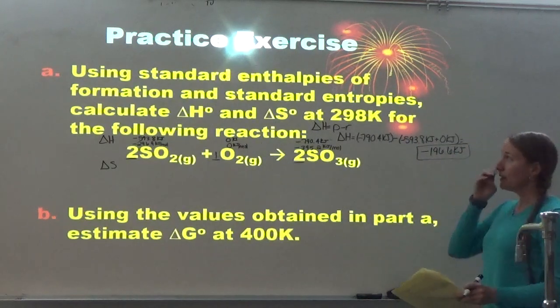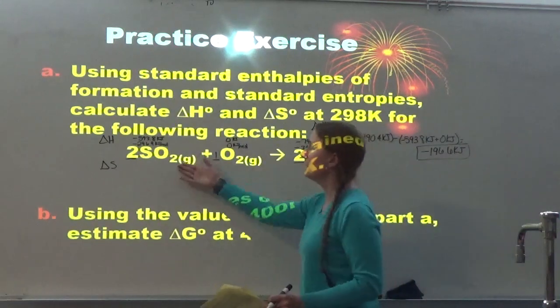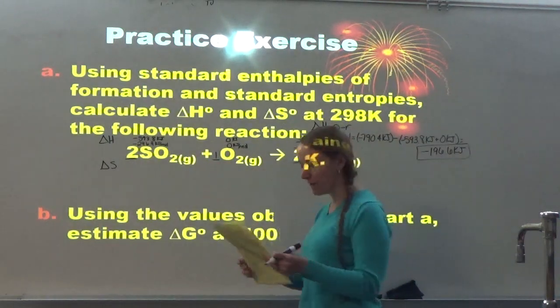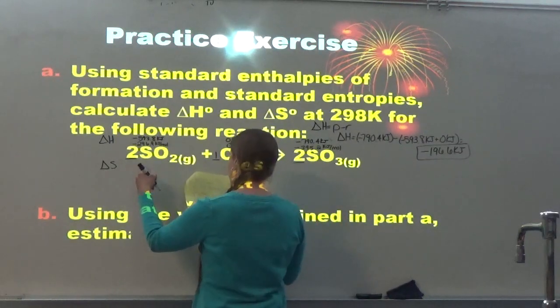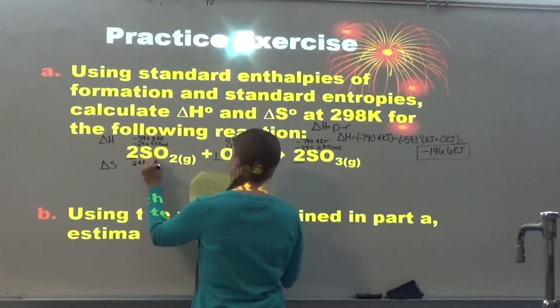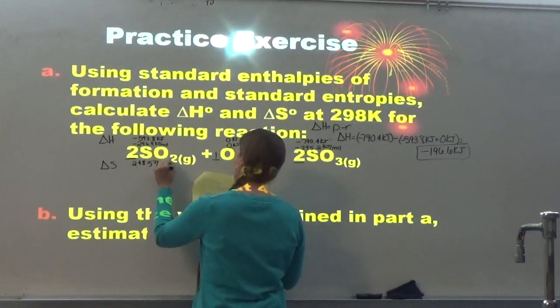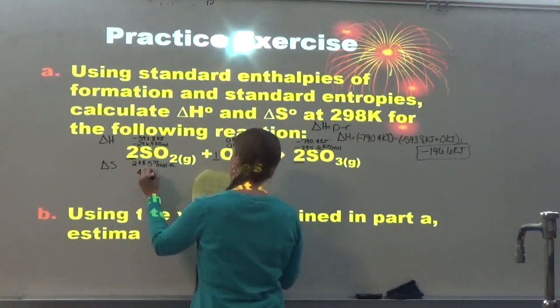Now, it also wanted me to calculate delta S, so I would have to use my Appendix C to pull the S values for all of these, the entropy values. Okay, so again, I'll put those up for us. So SO2, it was 248.5 joules per mole Kelvin. But of course, I have to multiply that by 2, so you'll see me use 497 joules per Kelvin.